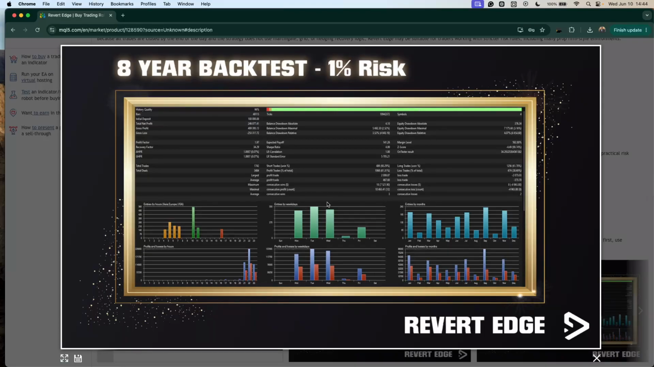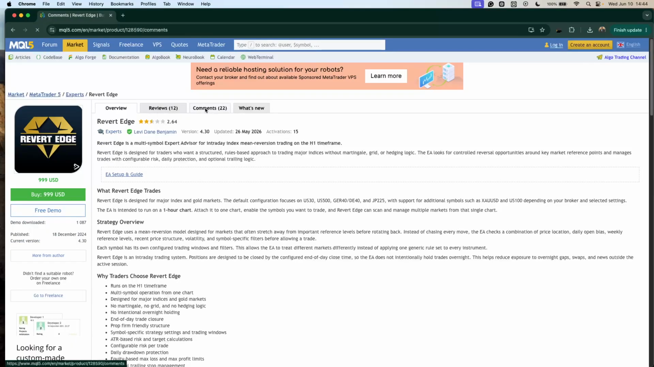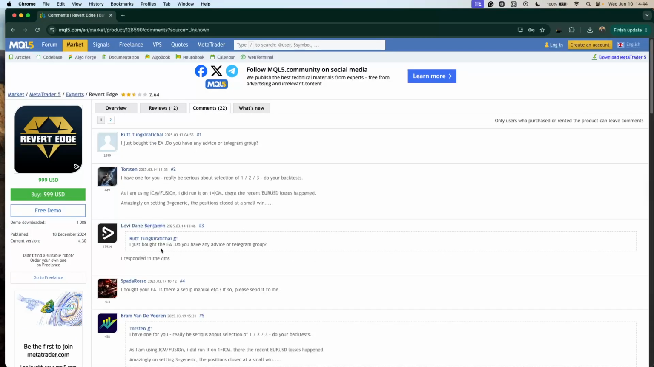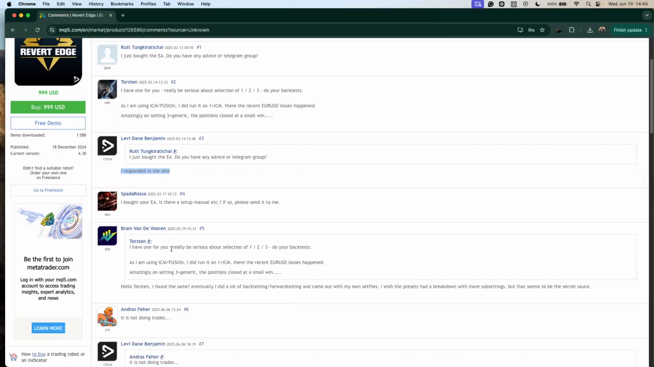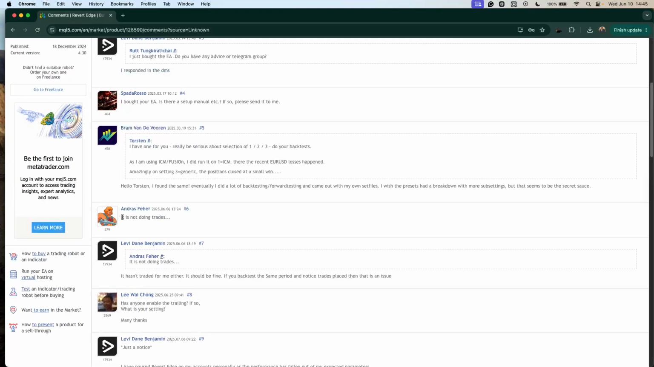I'll say maybe it's for experienced traders who test thoroughly on their broker and whose broker are actually compatible with this. I think when you buy this expert advisor, or if you buy it, you should send a message to the developer. I can see some comments here with people saying they just bought the expert advisor, that there's a Telegram group, so you should send a message to the developer to get it configured for you. We also have some comments from people saying it's not trading, it's not doing anything. Also have another one here.